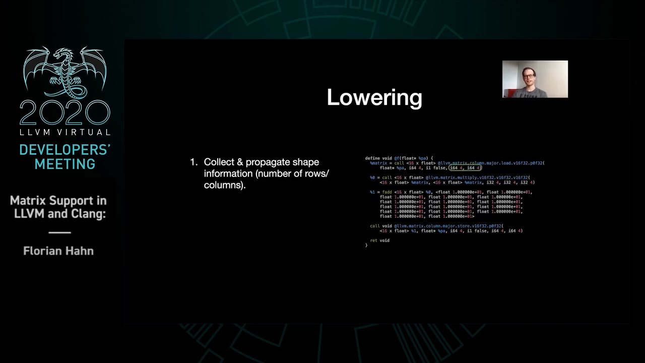We start by iterating over all the instructions in a function. And so we first visit the column major load intrinsic. And from the arguments, we know that we're going to load a 4x4 matrix. So we mark our matrix value as being a 4x4 matrix. Then we visit the matrix multiply intrinsic next. Again, we take a look at the arguments. We see that both input matrices are 4x4 matrices. Hence, the value produced is also a 4x4 matrix.